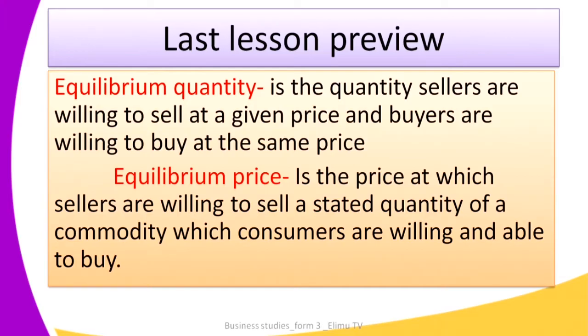Equilibrium price, on the other hand, is the price at which sellers are willing to sell a stated quantity of a commodity which consumers are also willing and able to buy. Remember, you're talking about equilibrium. The equilibrium point is the point where the demand is equal to the supply, and it is at that point where you get the equilibrium quantity and the equilibrium price.